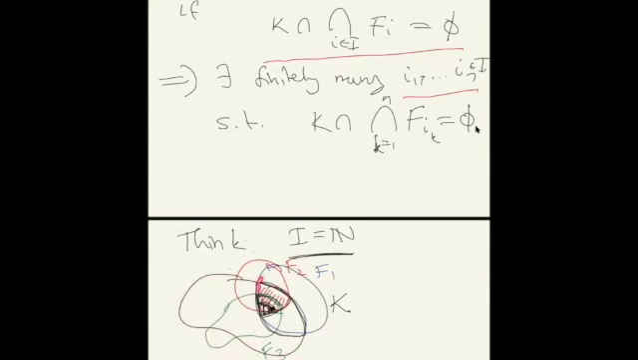So first this oval, then this triangular shape. And as we take more and more sets, the intersections become smaller and smaller. And what we're saying is that at some point, these intersections become empty. And that means that this is true.